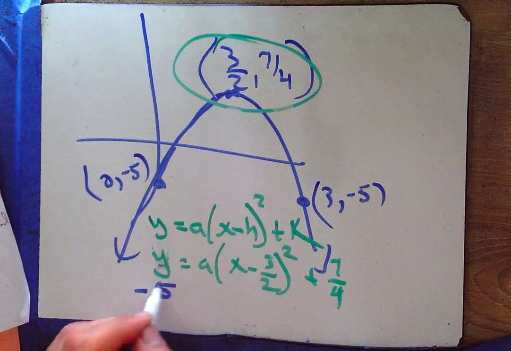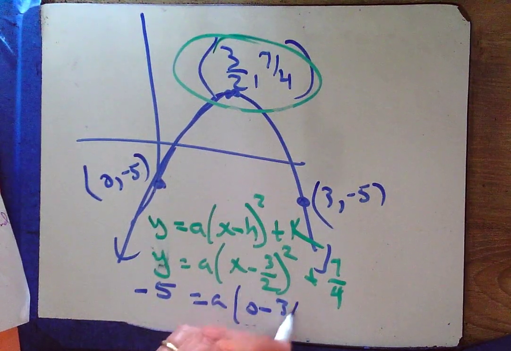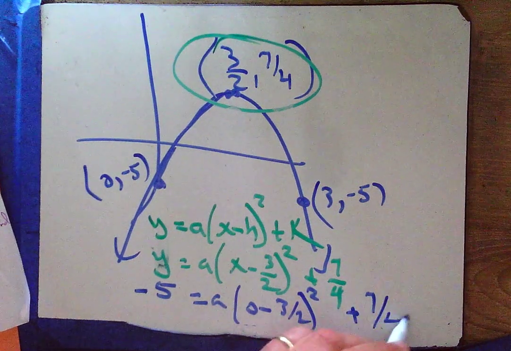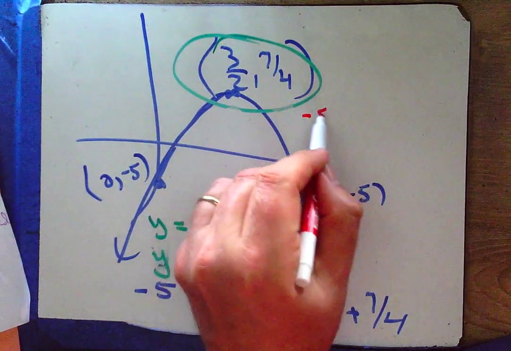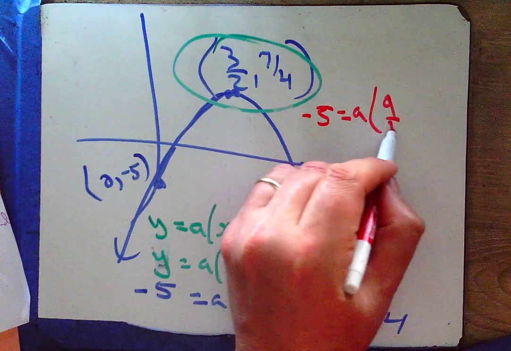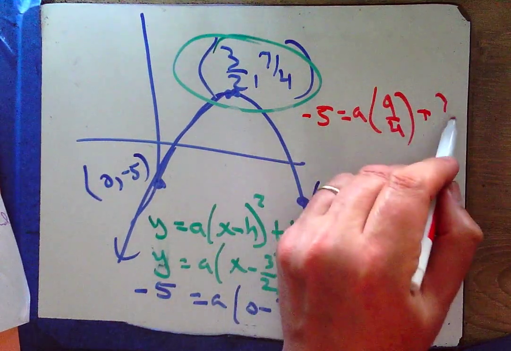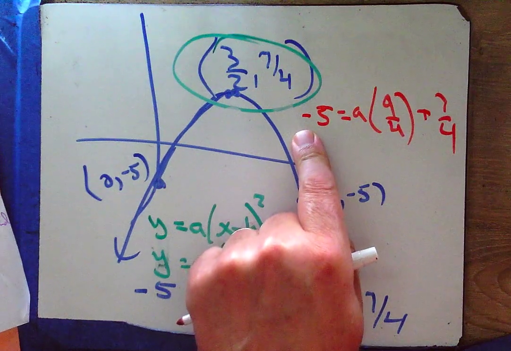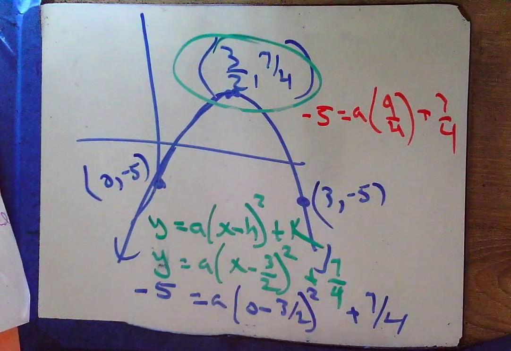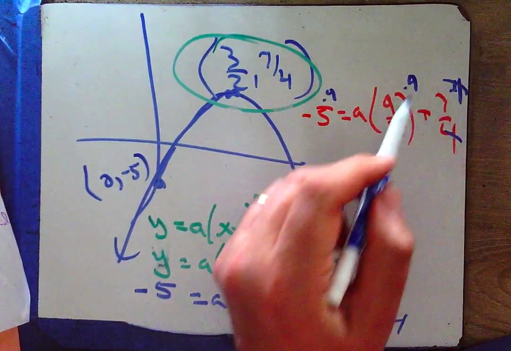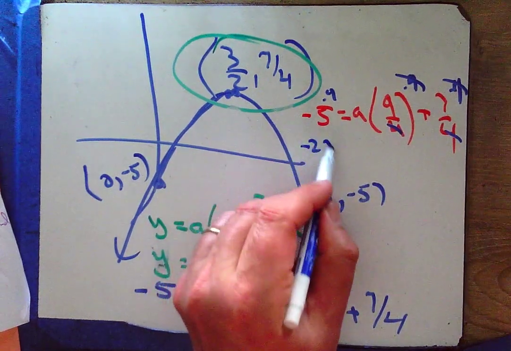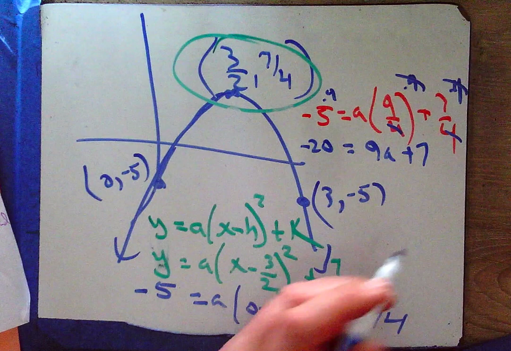So I've got negative 5 equals a times 0 minus 3 halves, squared, plus 7 fourths. Well, negative 3 halves squared is going to be positive 9 fourths. So I'm going to have negative 5 equals a times 9 fourths plus 7 fourths. And I notice a lot of 4's here, so I'm going to multiply everywhere by 4, and the reason being because then I can cancel out these. I'll have negative 20 equals 9a plus 7.